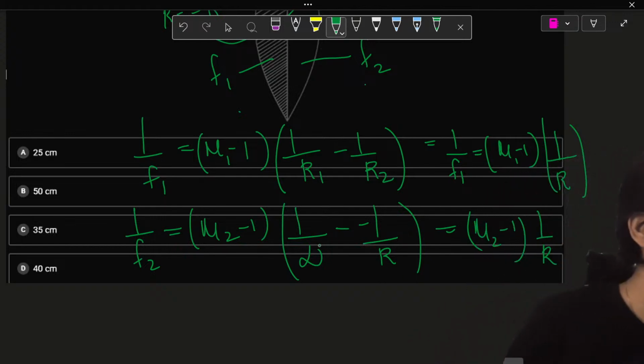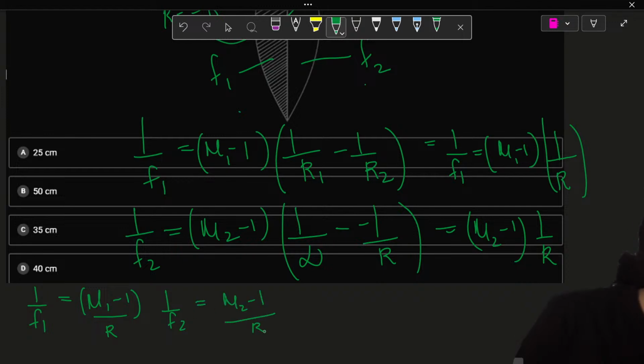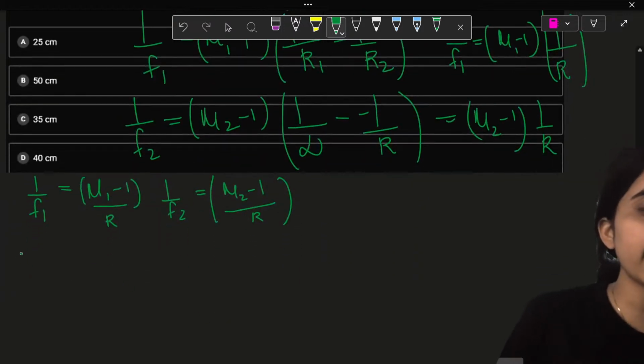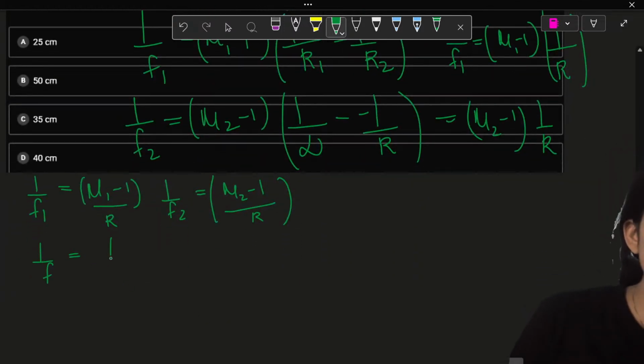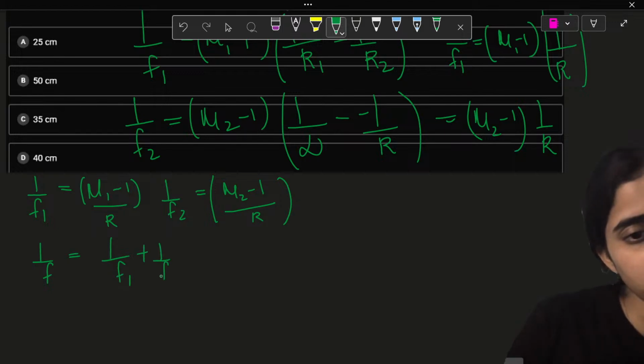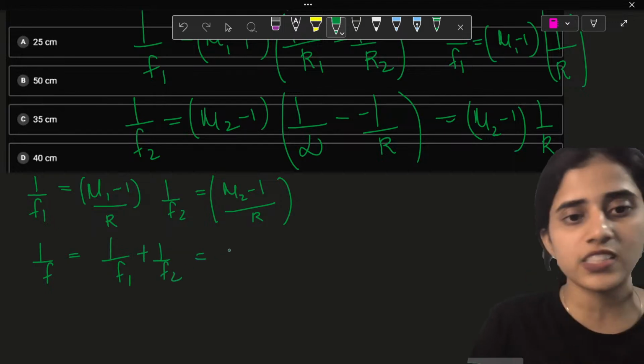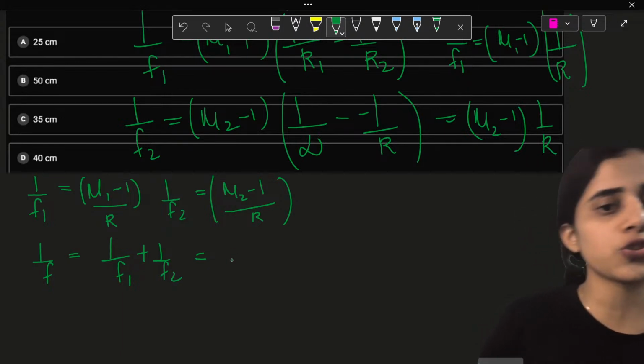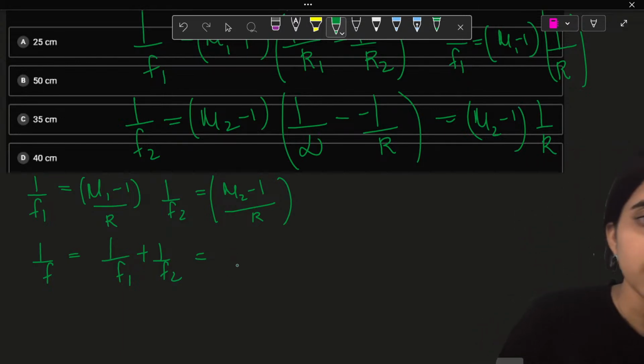So let's solve. Now I have two formulas. 1 by F1 is (mu1 minus 1) by R. 1 by F2 is (mu2 minus 1) by R. Now what will the total focal length be? 1 by F is equal to 1 by F1 plus 1 by F2. For your exam, you don't have to write all these steps. You can right away add (nu1 minus 1 plus nu2 minus 1) by R, the whole thing by R.